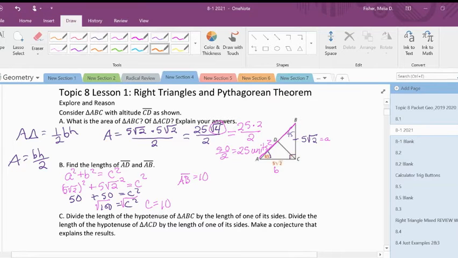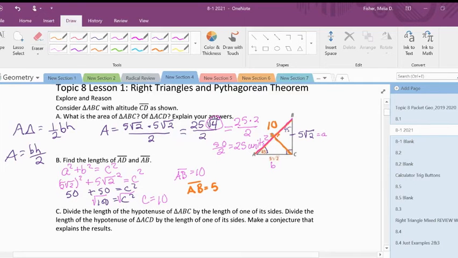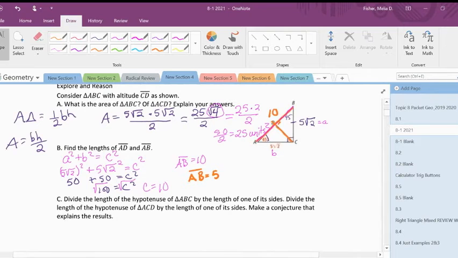So if this entire unit right here is 10, then we can say that this is an altitude. That means it cuts that in half right here. And so we know that AD equals 5. Now divide the length of the hypotenuse of ABC by the length of one of its sides. Divide the length of the hypotenuse of ACD by the length of one of its sides.